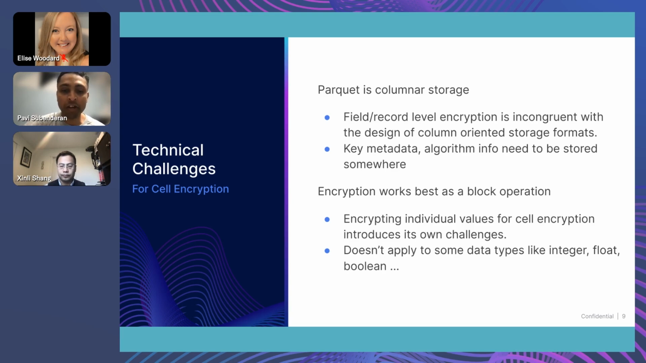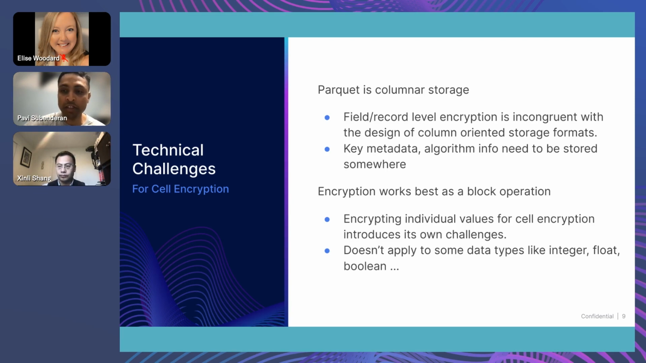But field and record level encryption, where we're going to the individual values or records within columns and across column chunks, is more incongruent with the design of a column oriented storage format. And also another challenge is that key metadata and algorithm info needs to be stored somewhere. And if we're encrypting on a record level, there's a lot more key metadata and algorithm info that could potentially need to be stored.